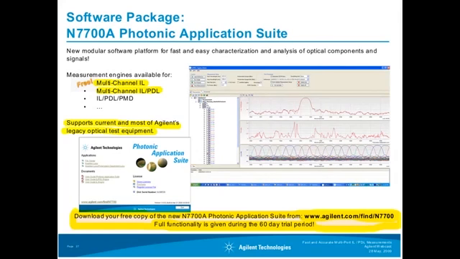But what I would like to point out is all these functions are available for testing immediately after download, and after 60 days you may want to decide if you want to obtain a license, if you want to do IL and PDL measurement. But if you just want to continue doing multi-channel insertion loss measurements, that continues to be free. So you can just use that software.